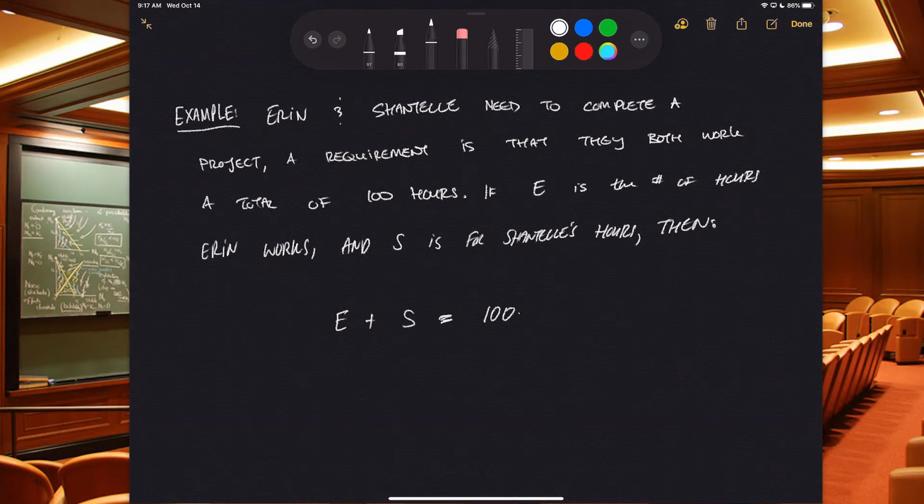Now, it doesn't need to be a fair division of labor. That's what makes this problem interesting, right? We just know that E plus S needs to be 100 hours.